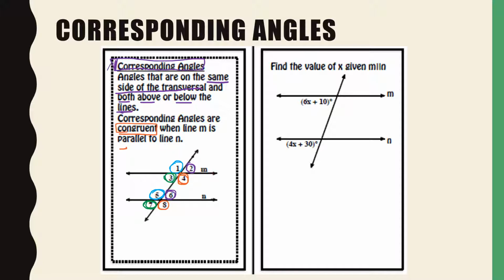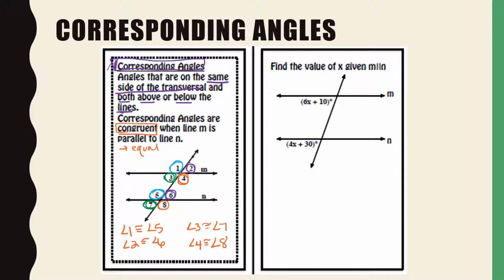So again, congruent means equal. So when I write these out, angle 1 is congruent to angle 5. Angle 2 is congruent to angle 6. Angle 3 is congruent to angle 7. And angle 4 is congruent to angle 8.